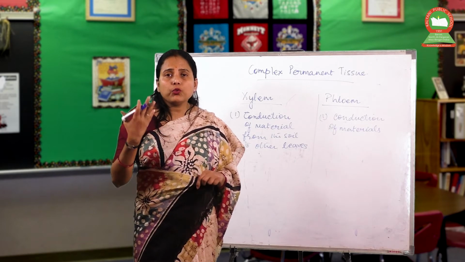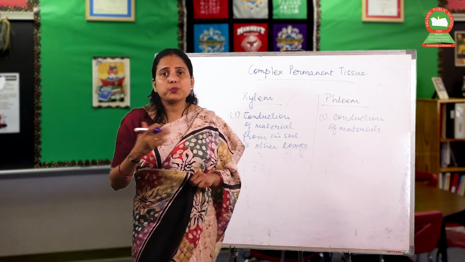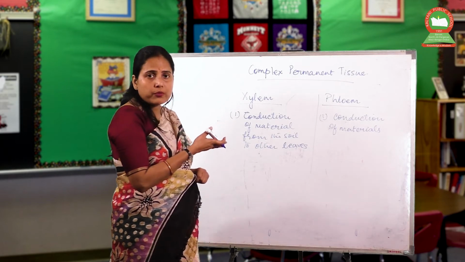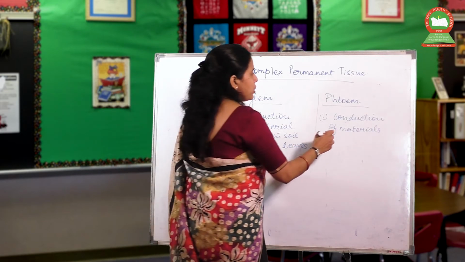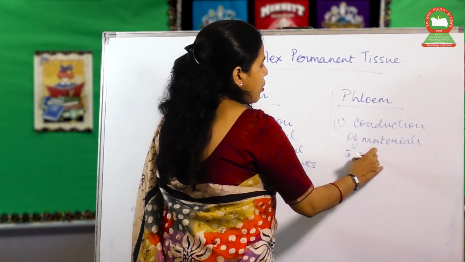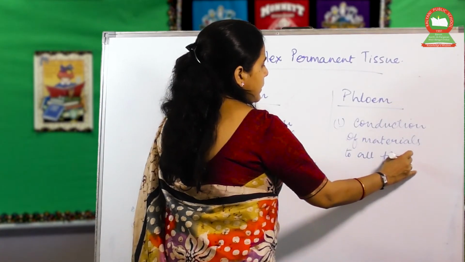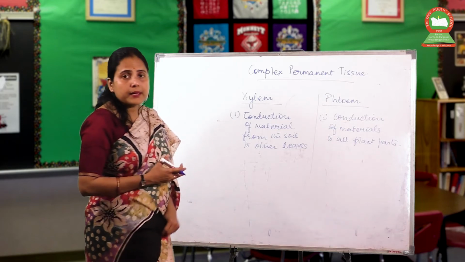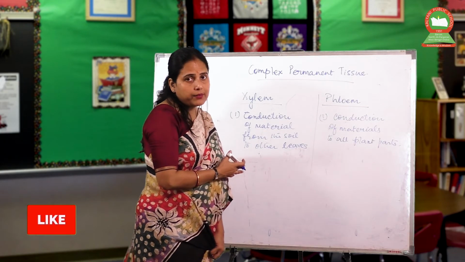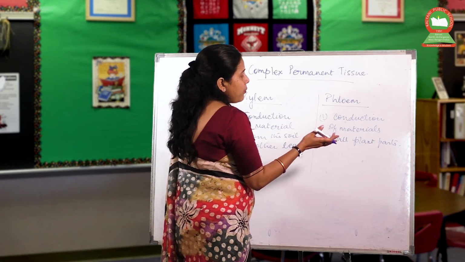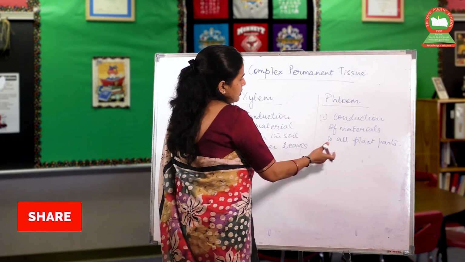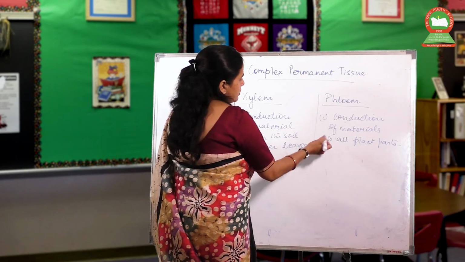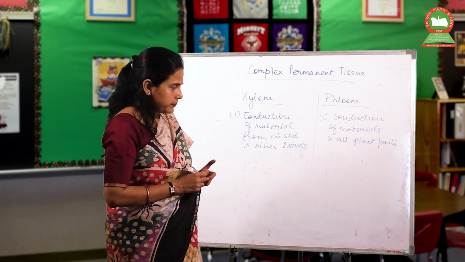Like the food is prepared by the leaves, now it has to be transported to all other parts of the plant. So who is responsible to take it? The phloems are responsible. Conduction of materials to all plant parts. Now we should remember xylem always work against gravity, and phloem work with gravity as well as sometimes they have to move upward to transmit the food product.